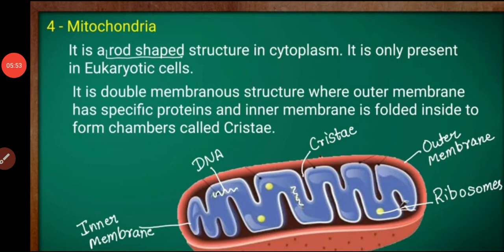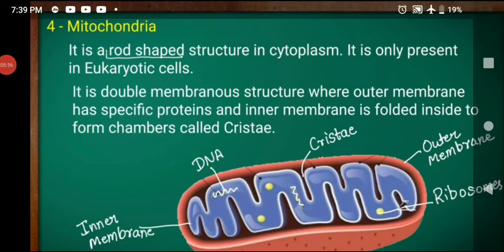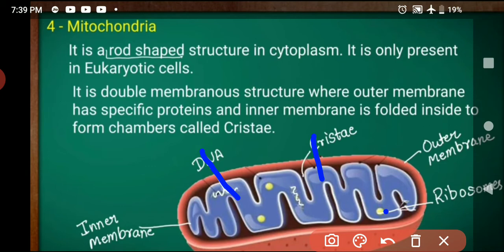Now see the mitochondria. See, DNA is present in the mitochondria, DNA and ribosomes. So mitochondria is capable of manufacturing protein. This one is the crista, this one is the outer membrane, and this one is the inner membrane. It is a rod-shaped structure. It is present in the cytoplasm, and it is only present in eukaryotic cells. It is a double membranous structure.